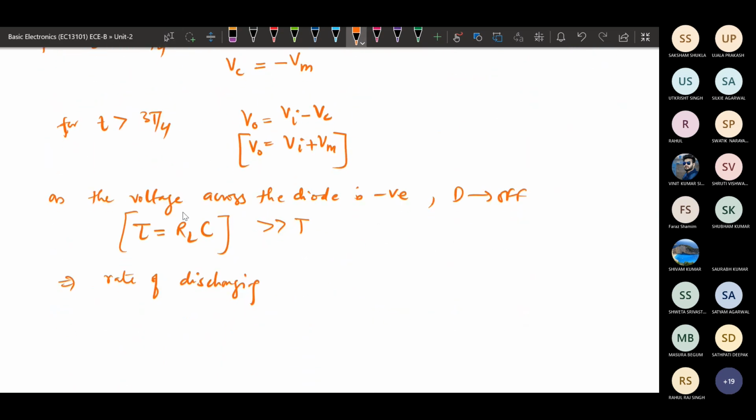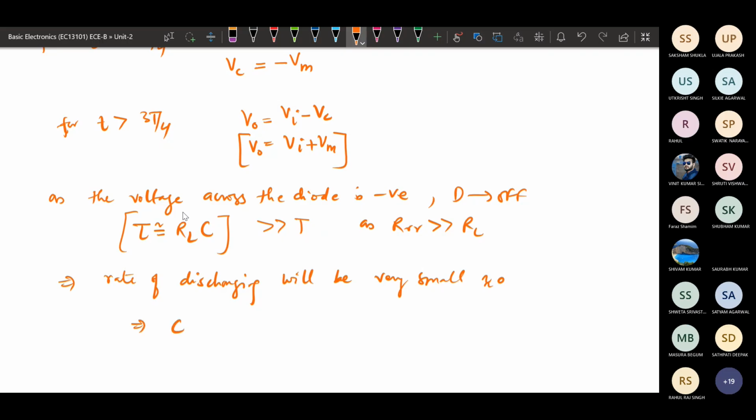So at 3T by 4 time period, the time constant will be RL into C because the diode has reverse bias. If it is reverse bias, the resistance across it will be RR, the reverse bias resistance, that will be parallel to the RL. In that too, RR is very much greater than RL. So whatever the minimum value will be there, this minimum will be coming out across the parallel. So that minimum value will be the RL. So the time constant will be RL, that will be very much greater than T. So basically the rate of discharging will be very small. That is considered to be a 0.